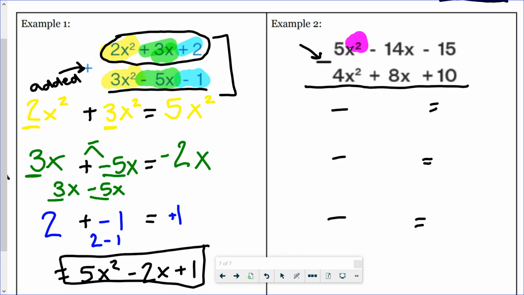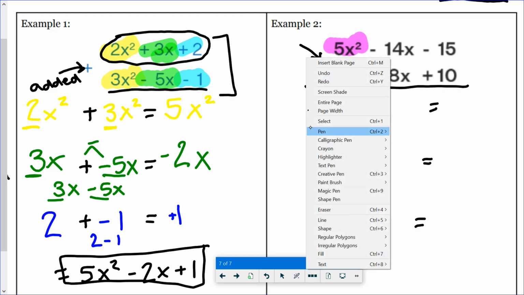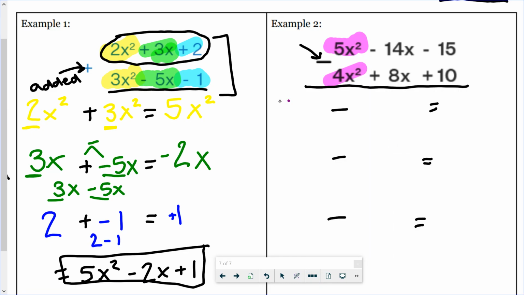I'm going to start with 5x squared, and what is combined with that? Well, it's 4x squared is my like term because they both have x squared. So I have 5x squared minus 4x squared. My x squared stays the same. Only thing that combines is my coefficient. So I have 5 minus 4, which gets me 1. Oh, goodness. That is not what I meant to do.